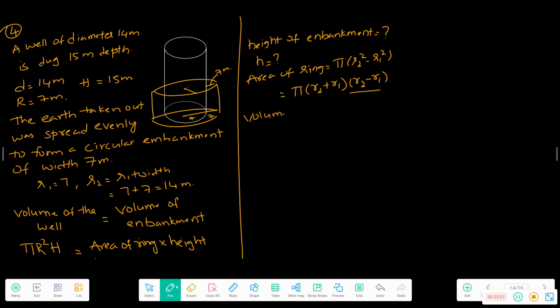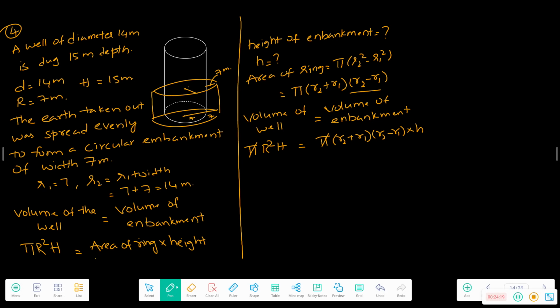Volume of well equals volume of embankment. Right, children? So here volume of well, that is pi r square h, is equal to pi into R2 plus R1 into R2 minus R1 into h.